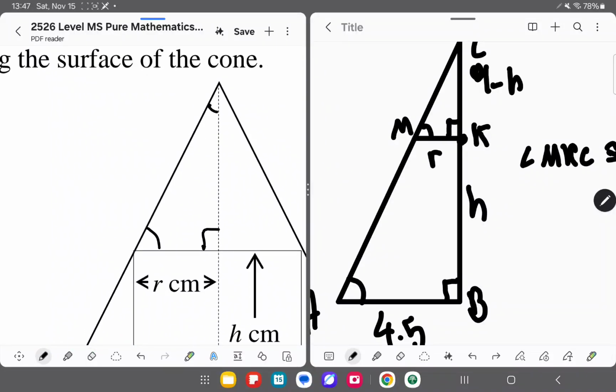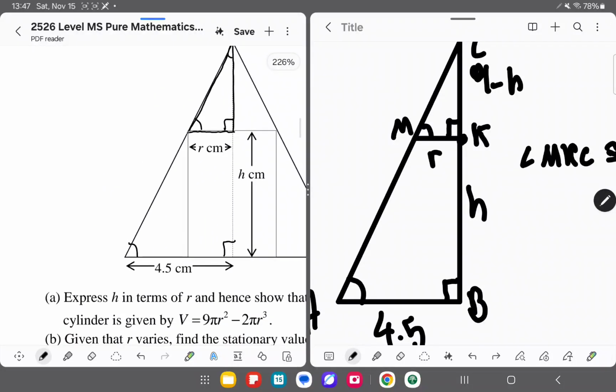We have this triangle here. And then we have the whole entire thing as our second triangle.